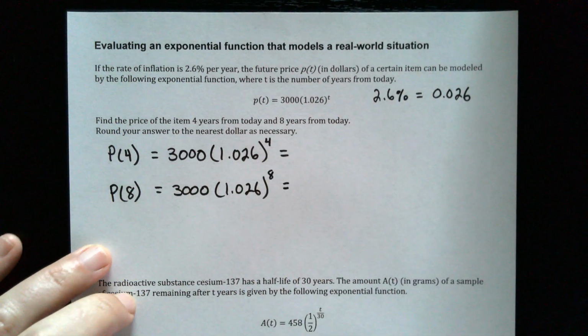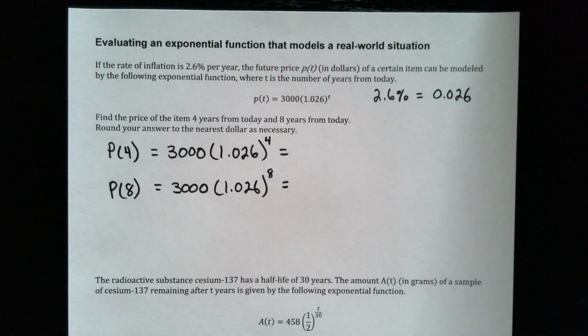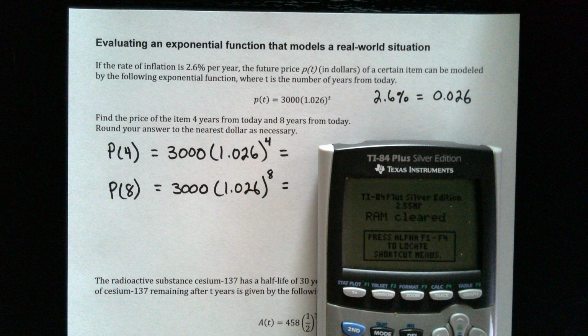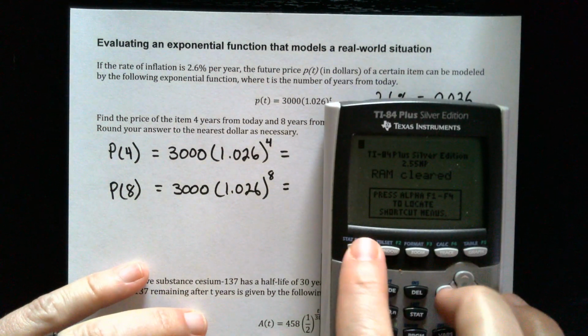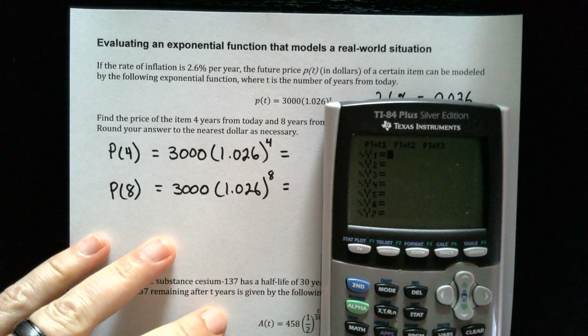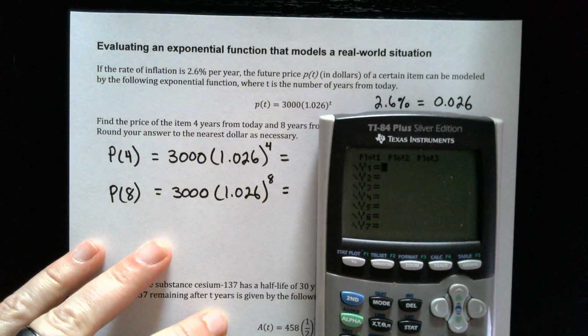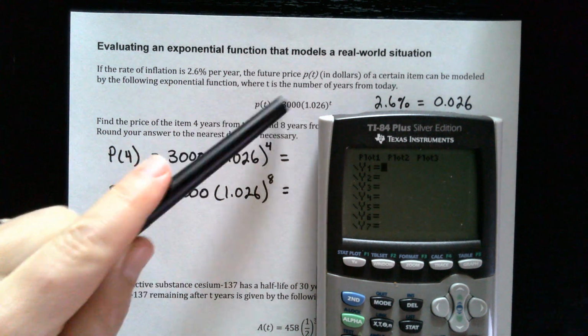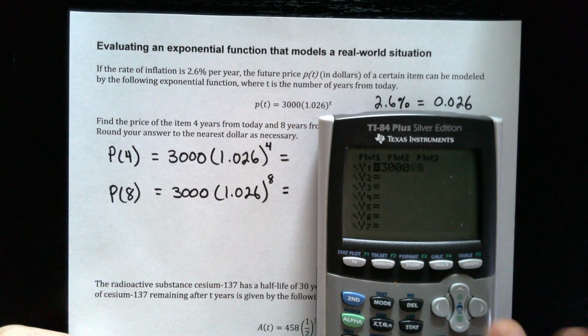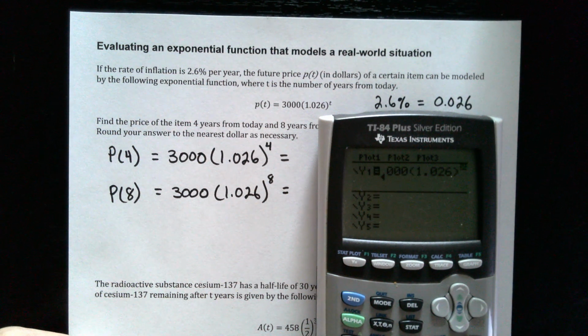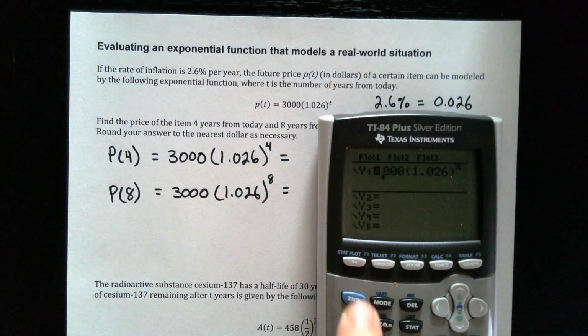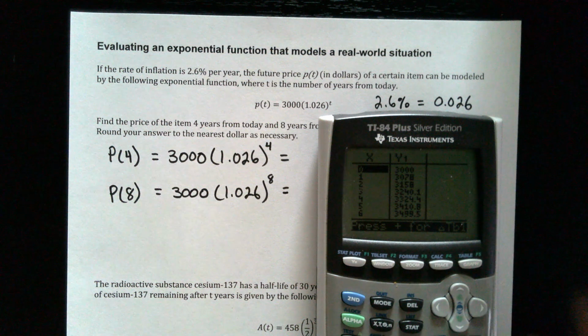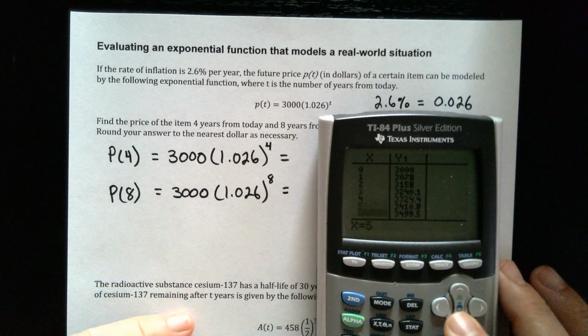I'm going to show you how to do these on a TI-84. Here's my calculator. I'm going to go to y equals and put in the function. For the variable, I'm not going to use a t, I'm going to use x. So let me type in this function: 3,000 times 1.026, close parentheses, and raise it to the power of x, because that's the variable this calculator uses. Now we can go to our table by hitting second graph, and it gives us all the values that we want. We just have to go to it.